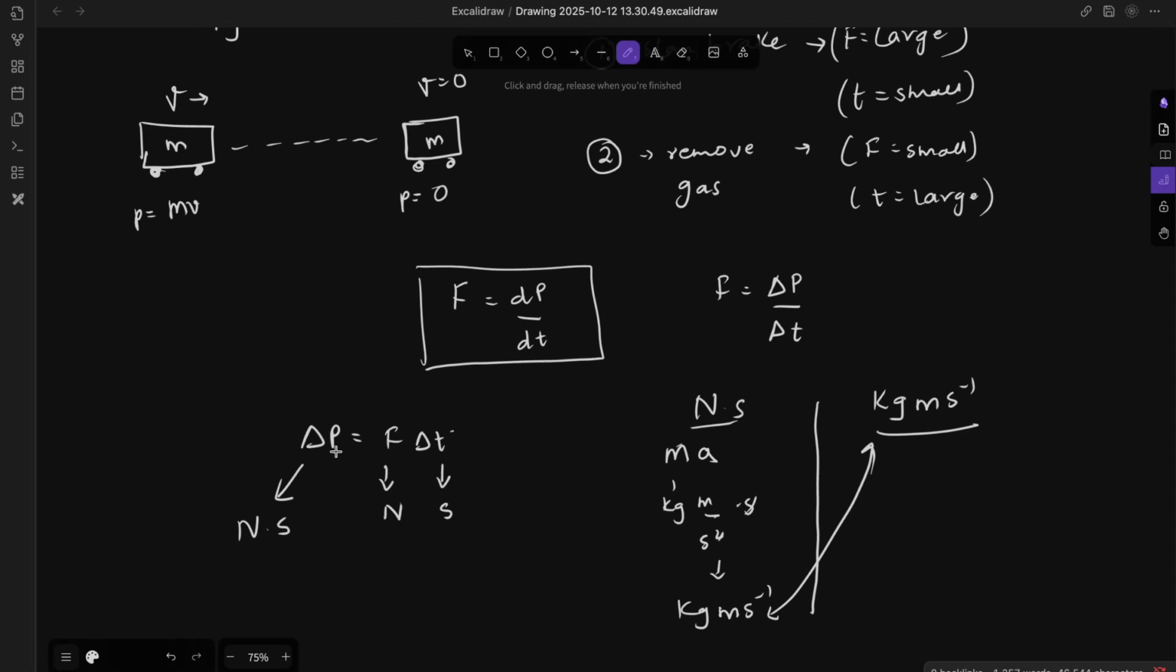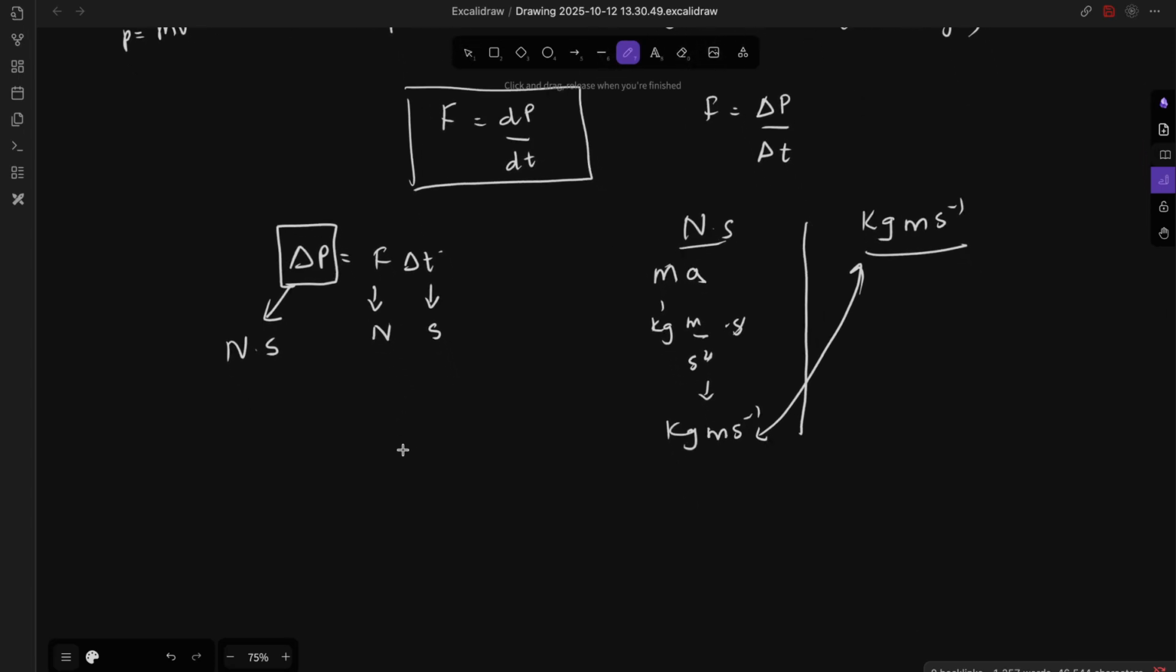Here this delta P, change in momentum, is also called impulse. In a very simple sense, impulse is the amount of force applied on an object in a given amount of time where the time is very small. So impulse is F times delta t, and the unit for impulse is Newton second. That's about impulse for now.